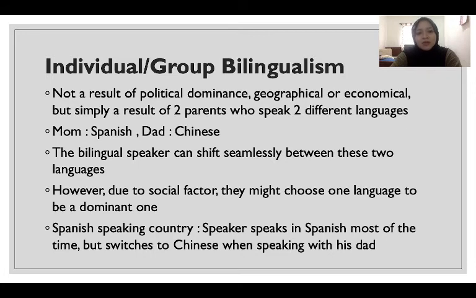It's not a result of a failed political system, no, but it is simply a result of two parents who speak two different languages, and they have to choose one language to be a dominant one. Okay, right.